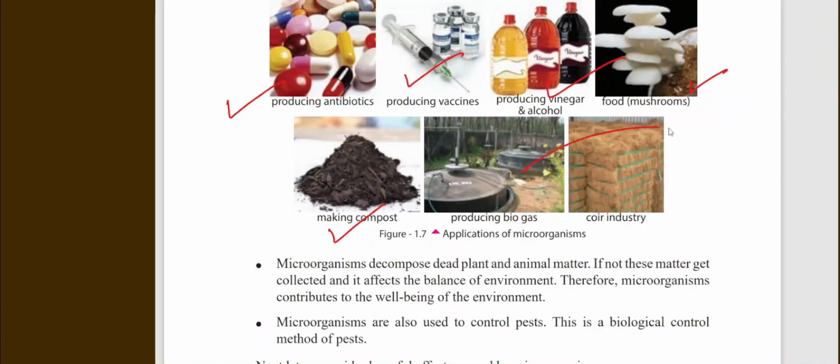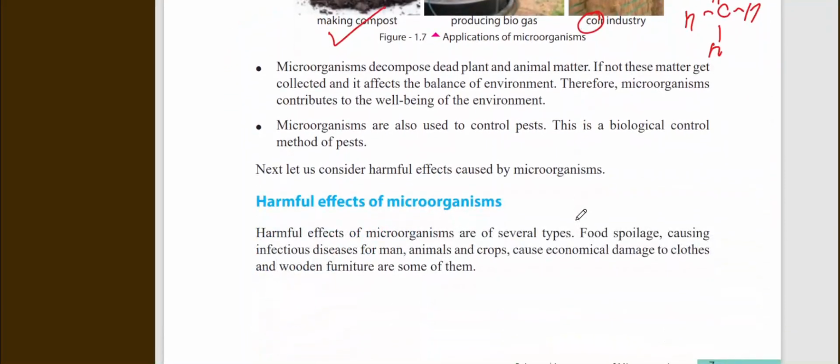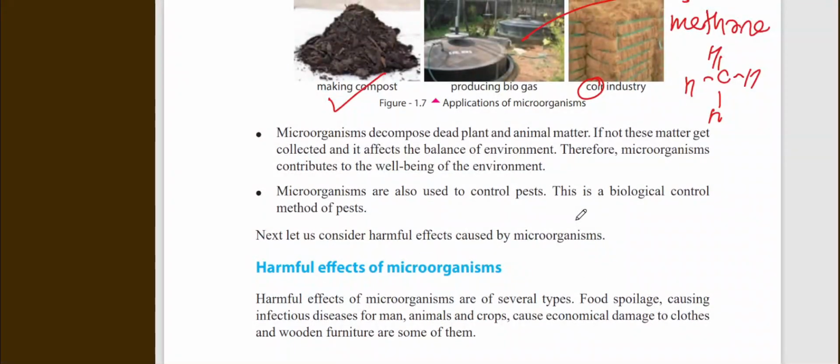Biogas is methane. Yes, methane is CH4. Carbon contains 4 hydrogen. You don't want that. Methane. And the cocoa industry. Microorganisms decompose dead plant and animal matter.